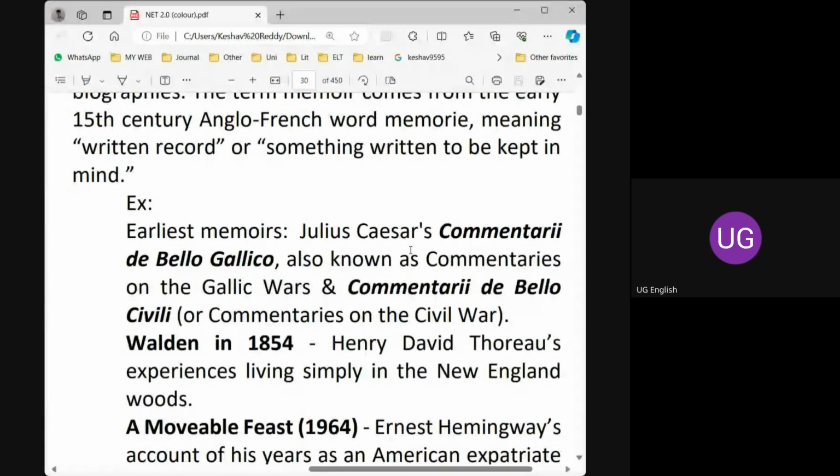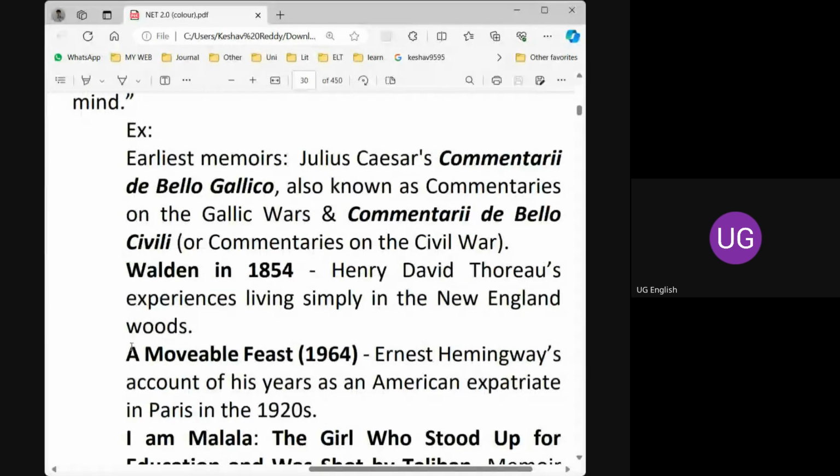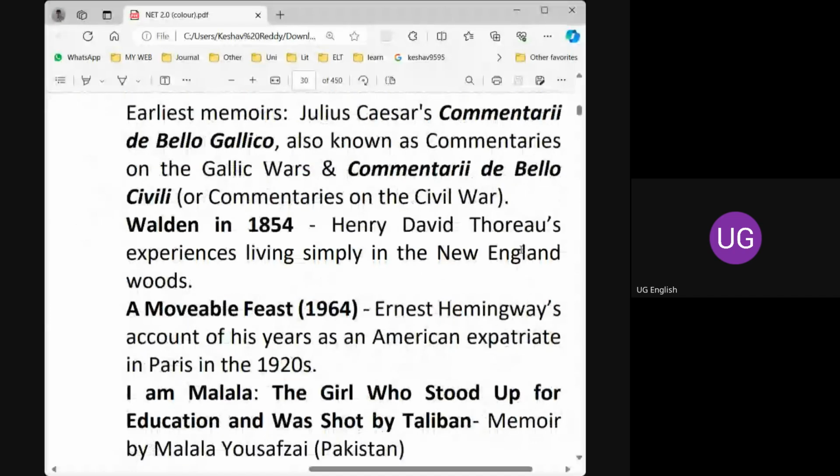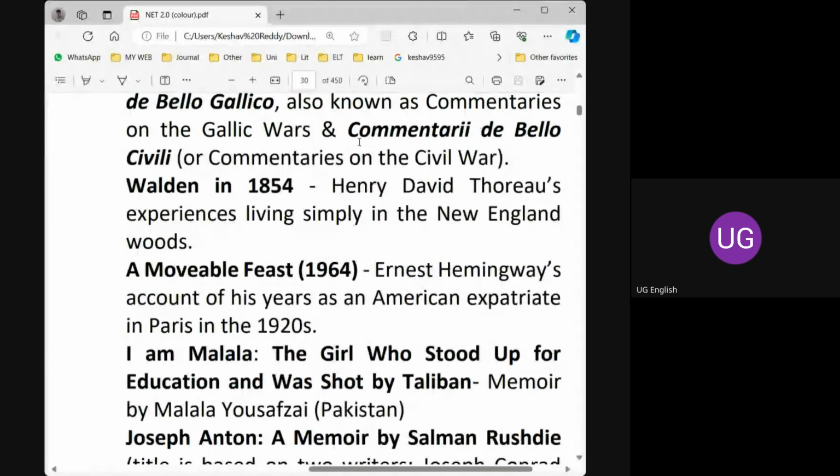Don't worry much about this term, but the earliest one is Julius Caesar's Commentarii de Bello Gallico, the commentaries on the Gallic War, and Commentarii de Bello Civili, the commentaries on the Civil War, which are among the earliest memoirs. And a very, very famous one is Walden, and everyone should remember this Walden.